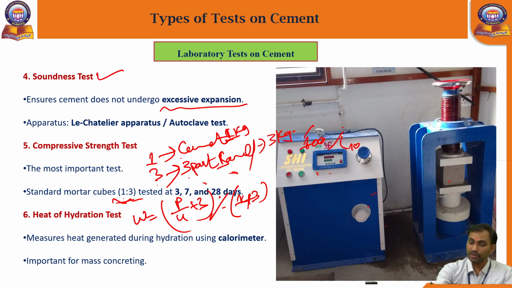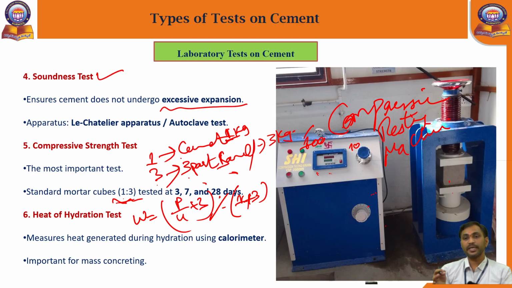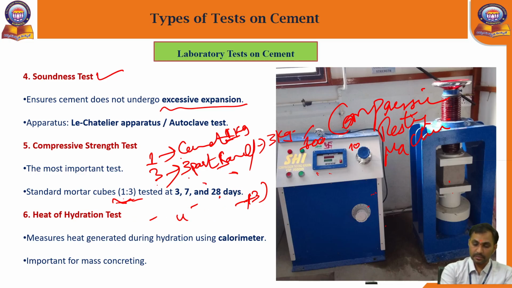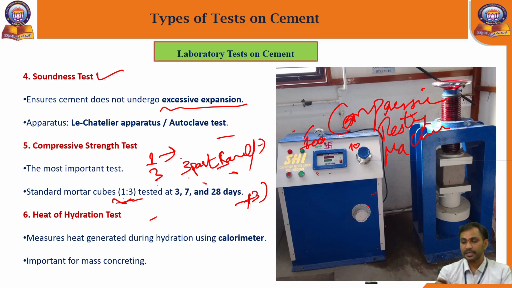After 24 hours, remove that mold and take the cement block and place it into water for the curing process. After 3 days or 7 days, keep it in the compression testing machine and check how much load it is bearing. From that load, we get the strength. Okay, that is the compressive strength test conducted on the cement material.